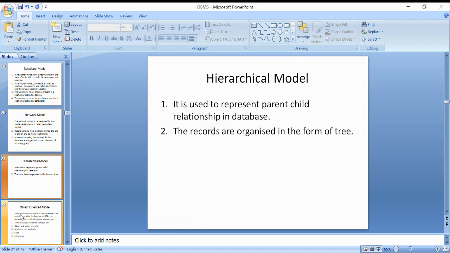Now coming to the fourth one, that is hierarchical model. It is used to represent parent-child relationship in database. The records are organized in the form of tree.